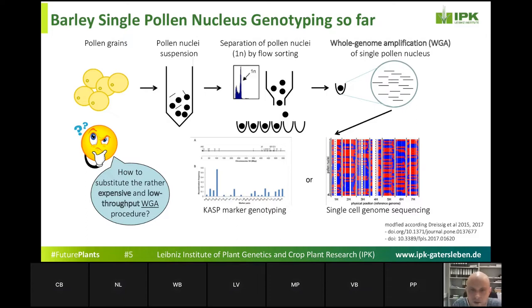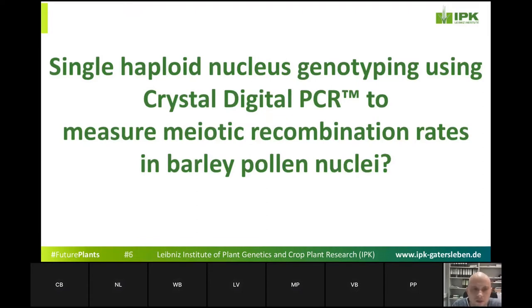However, if you think from a breeding or research perspective, the sample that you can actually analyze is rather limited due to the VGA step. So we asked whether this expensive and rather low throughput VGA procedure could maybe be skipped. What I would like to show you is whether a single haploid nucleus can be genotyped to measure meiotic recombination rates. Here was the first contact with STILLA, to test whether we could use their Crystal Digital PCR platform, the Naica system, to really do this.